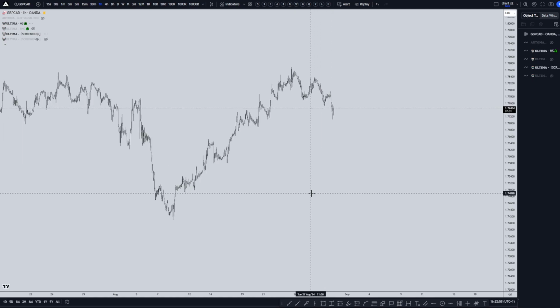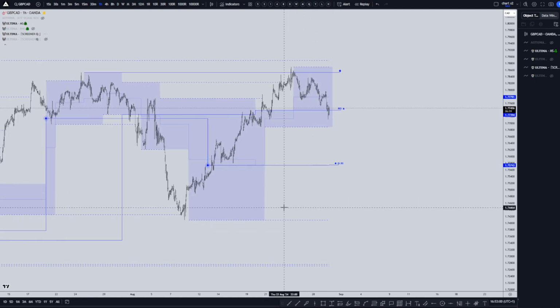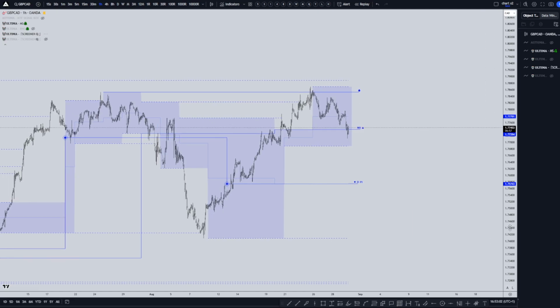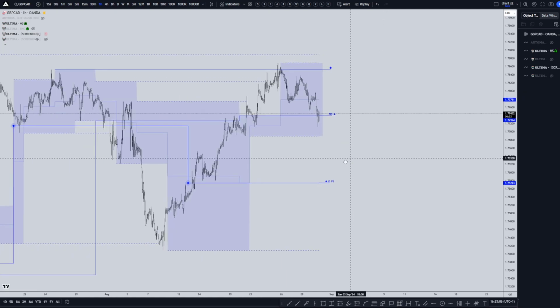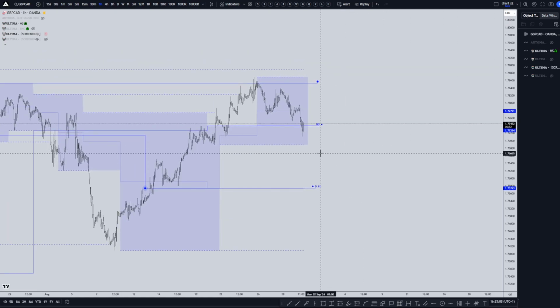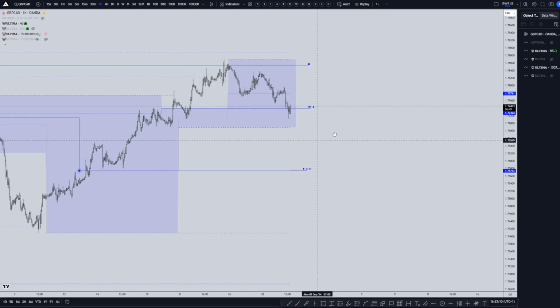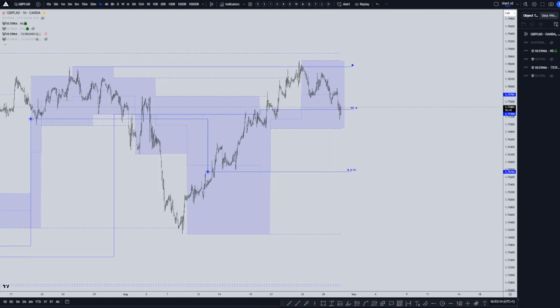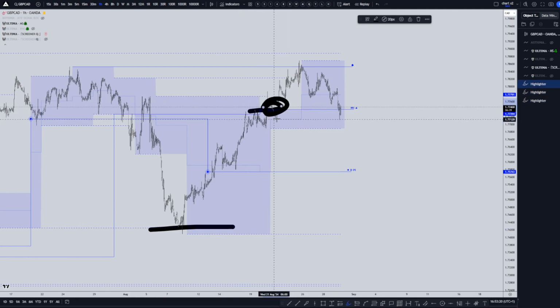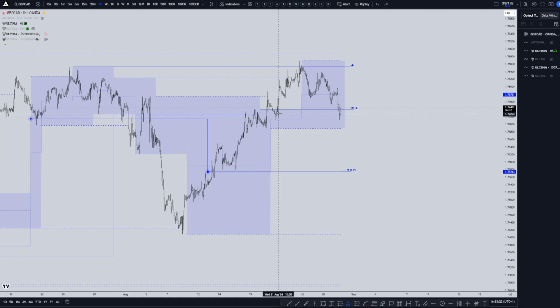So GBP CAD. Actually, it looks like it's barely above the structural break. But basically what we had here, we sweep the low, we sweep the high, we establish a bullish break, a bullish market structure break. What's the market structure's job?